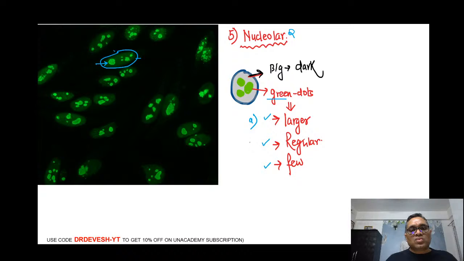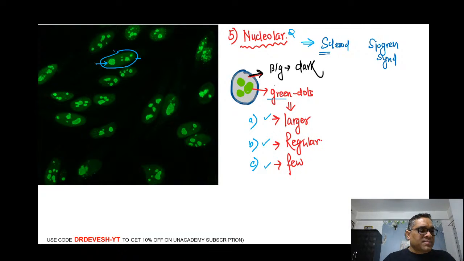So that's how you can remember this immunofluorescence. They are larger, regular, and few. Clear? So now you understood this is the nucleolar pattern. So where you will see the nucleolar pattern, that was the question in the AIIMS exam. So remember, it will be seen in both scleroderma and Sjogren's syndrome, because both clinical features were given in the exam and the examiner had asked where you will see them commonly in this nucleolar pattern of immunofluorescence.